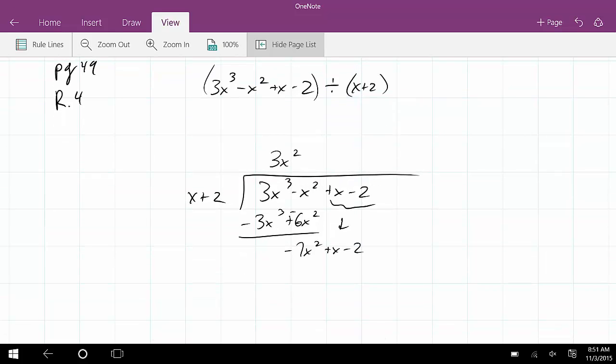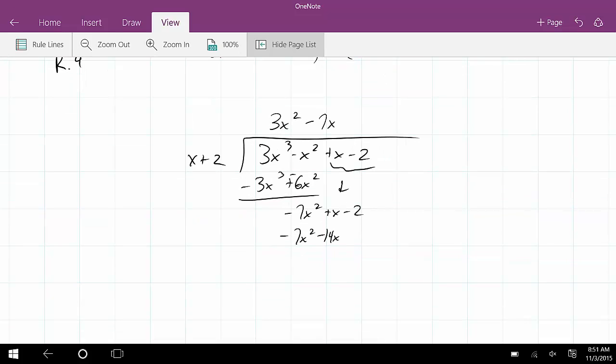Okay, what do I need to multiply x by? So it's always the divisor. What do I need to multiply x by to give me negative 7x squared? I need to multiply it by negative 7x. Negative 7x times x would be negative 7x squared. Negative 7x times 2 would give me a negative 14x. So now I'm going to change all my signs, and I'm going to add down.